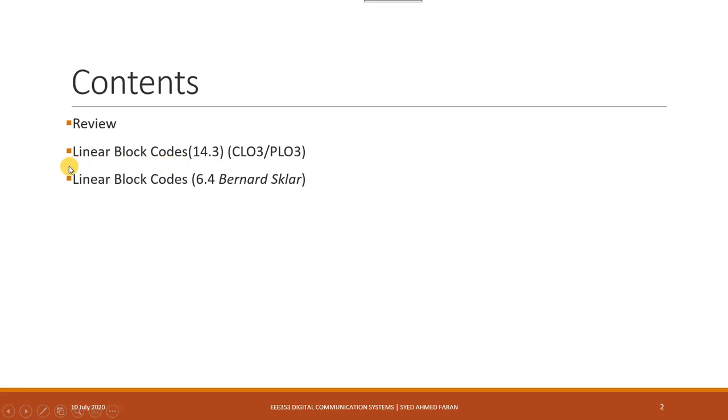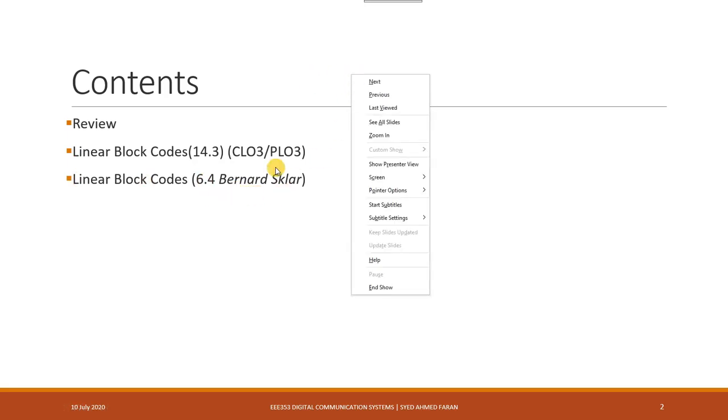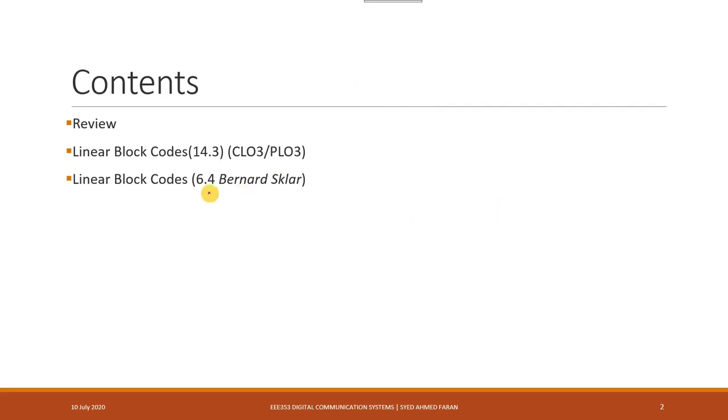As I said, you can also consult the book by Bernard Sklar. I provided the link to this book in the previous lecture, and you can check out section 6.4 to learn all about linear block codes. I recommend this book for this specific topic because it covers much more depth than some very short text. So it is good if you can study this topic from Bernard Sklar's book.